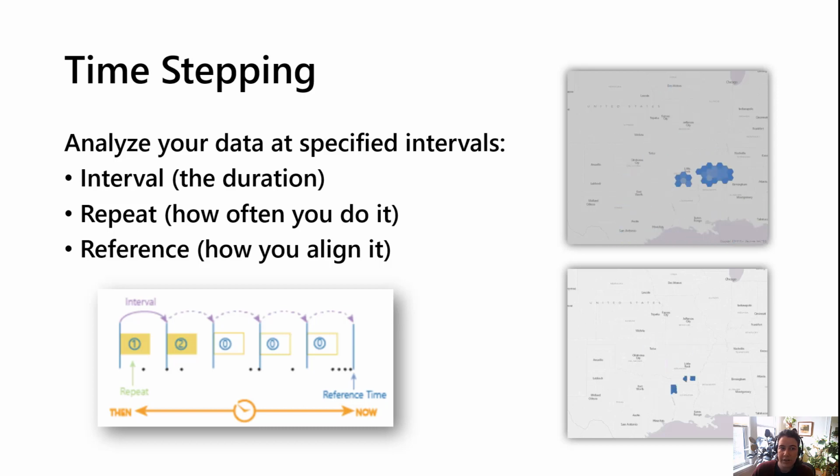Time stepping allows you to analyze your data at specified intervals. So you can specify the duration, how often you do it, and how to align it. So for example, you could say, I want to analyze my data hourly. So you'll get aggregated points that are hourly. Or you could do something more complex, like I want to see just a slice of time, which could be every Monday starting at the start of the year.